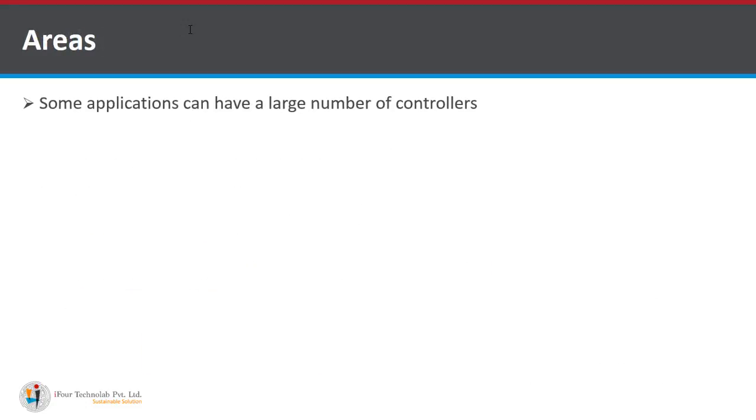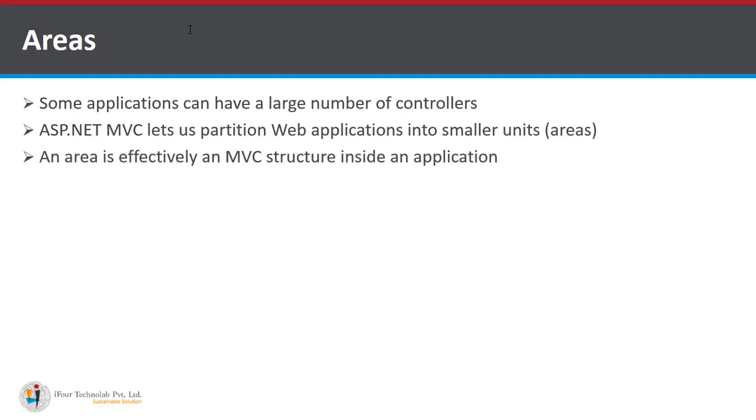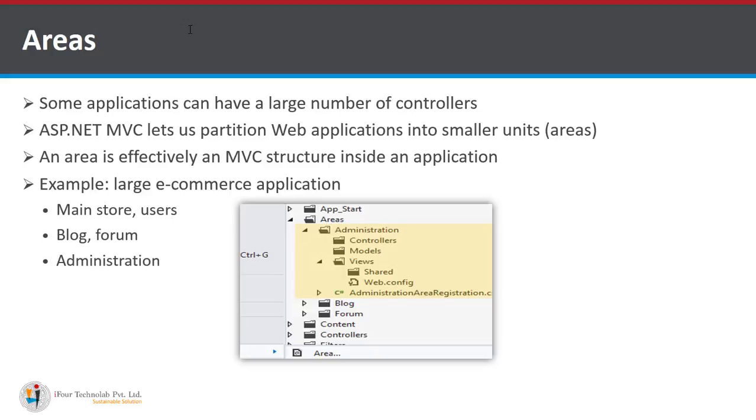Areas. Some applications can have a large number of controllers. ASP.NET MVC lets us partition a web application into smaller units called areas. An area is effectively an MVC structure inside an MVC application. Example, a large e-commerce application: main store, users, blog, forum, administration. Here you can see inside areas you can differentiate your areas in accordance with your user level.